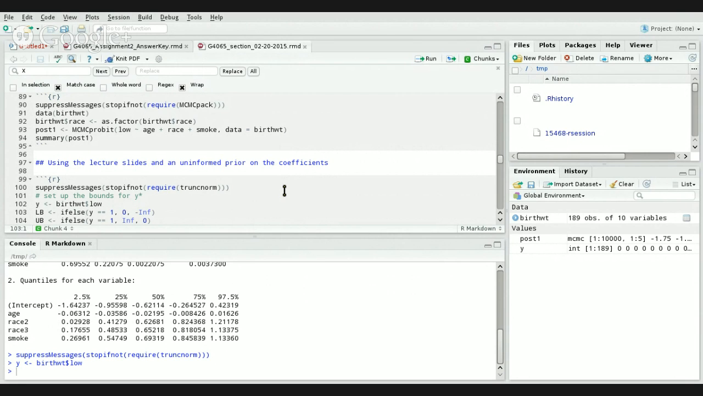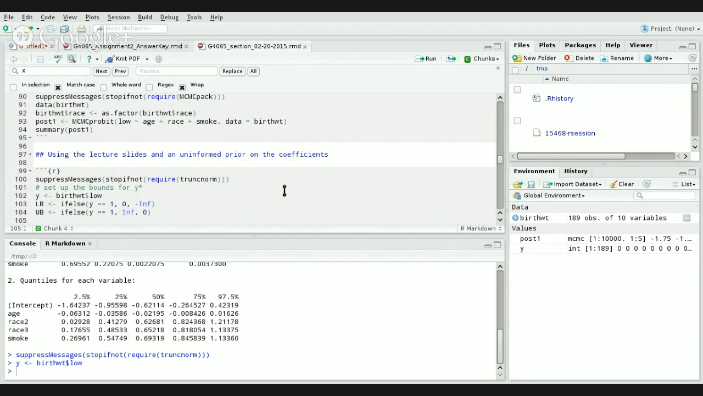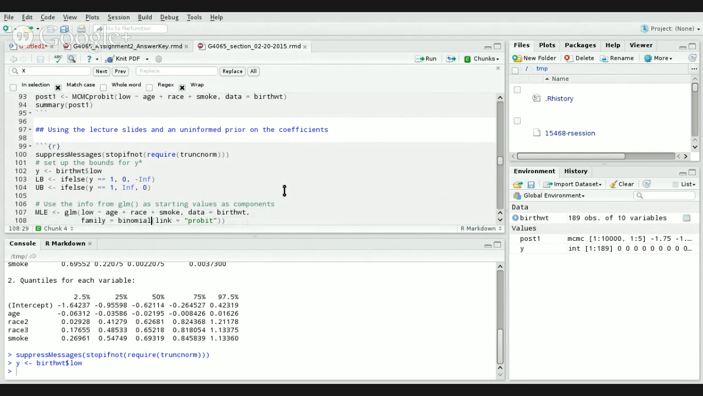So that's what we do with these two if-else functions. This says if y is equal to 1, make the lower bound 0. And if y is not equal to 1, which is to say it's 0, then make the lower bound negative infinity. And conversely, for the upper bound, if y is equal to 1, make the upper bound infinity. And if y is equal to 0, make the upper bound 0. So those are the lower bound and upper bound vectors that the R truncnorm function is going to be using to draw from the full conditional distribution of the y stars.